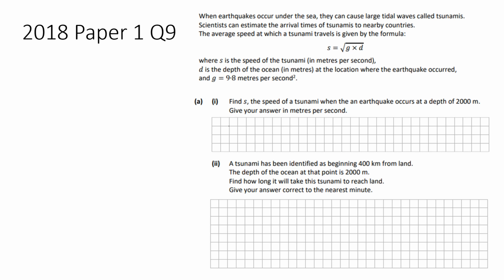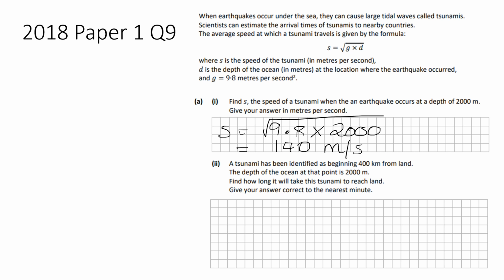To find the speed, we're going to do the square root of G, which is 9.8, multiplied by D for depth. The depth here is 2000. Putting that into our calculator, we get 140. So that's the speed in meters per second. That is 5 marks.